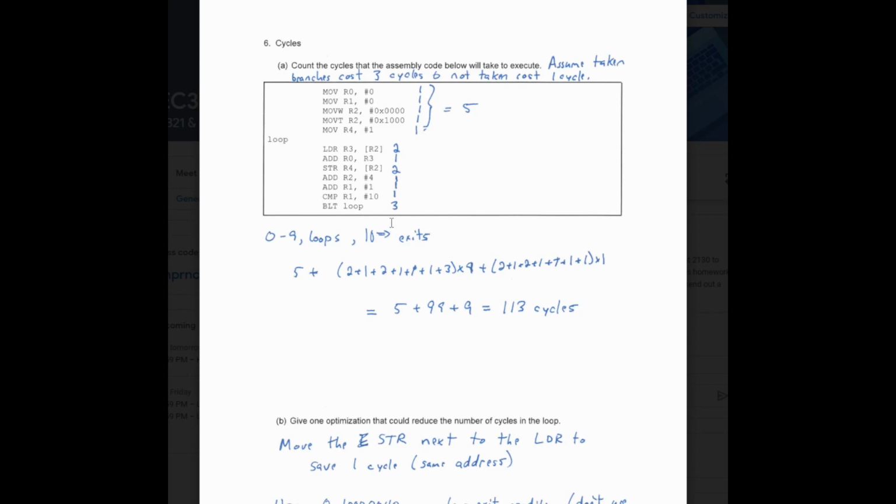And that's because of that pipeline flush that has to happen. So we have to restart the pipeline when we mispredict a branch. We're going to assume that happens here.